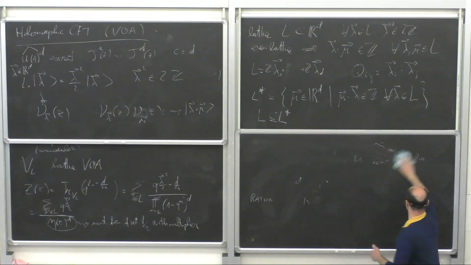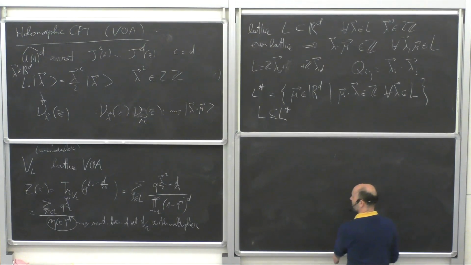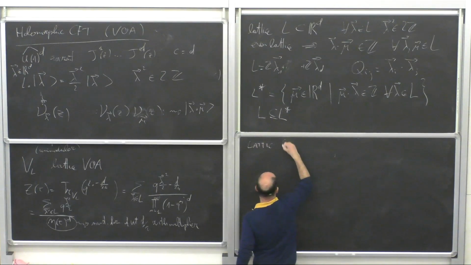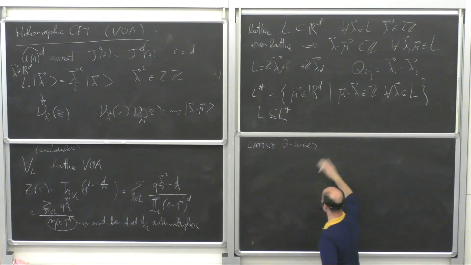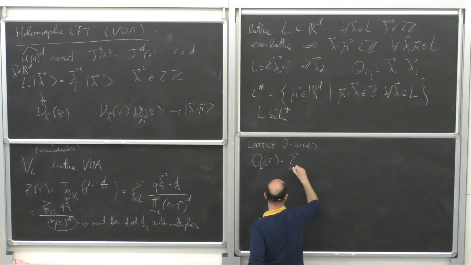So this kind of sum is what is called the lattice theta series. And these are nice ways to get modular forms. Lattice theta series. So I denote it as theta_Λ of tau, which is this sum.